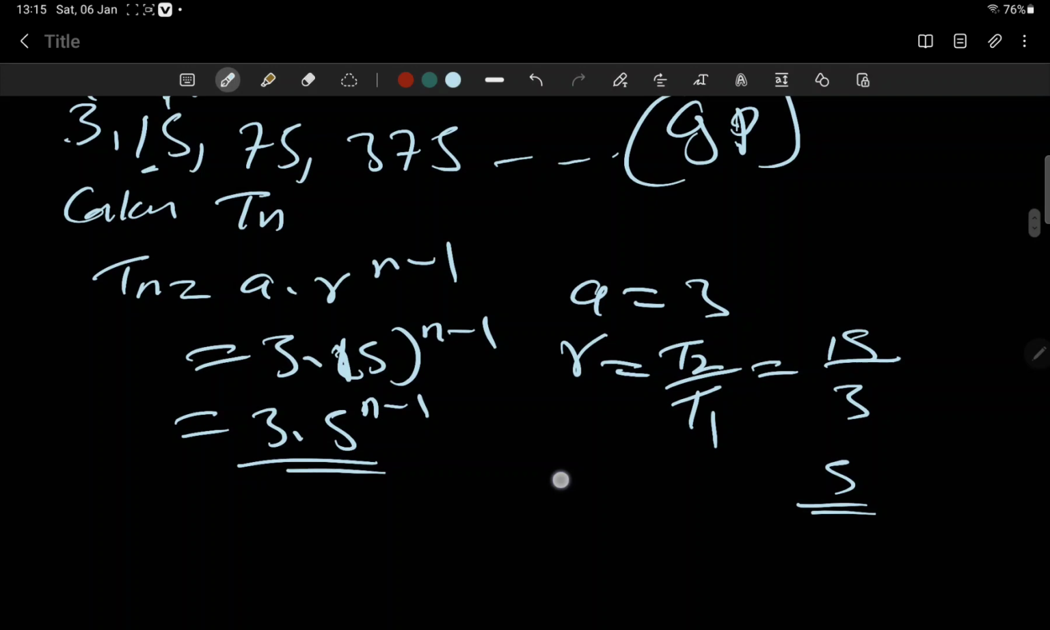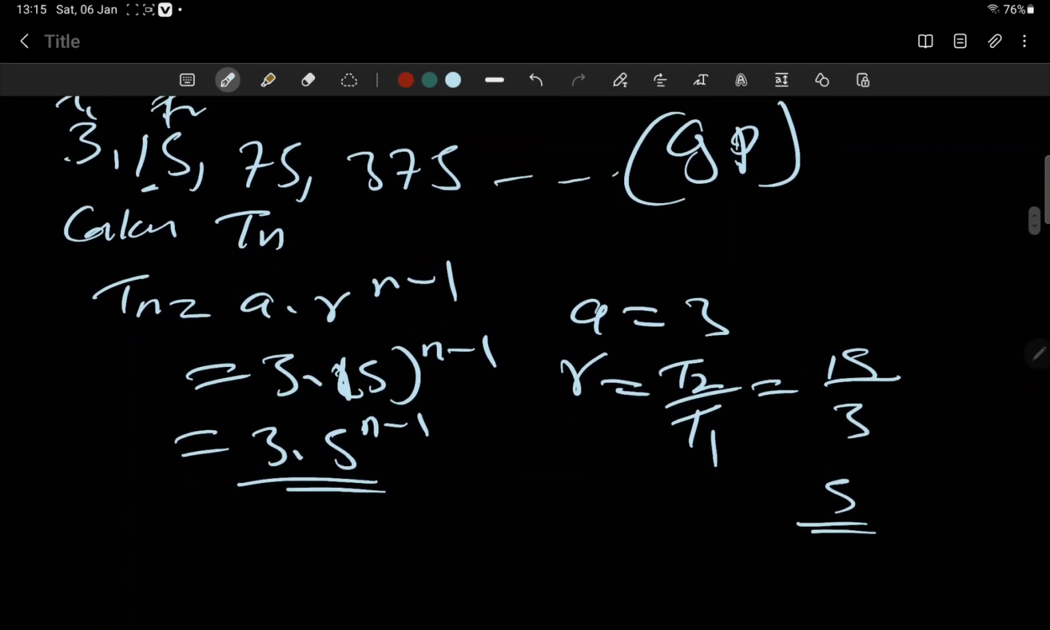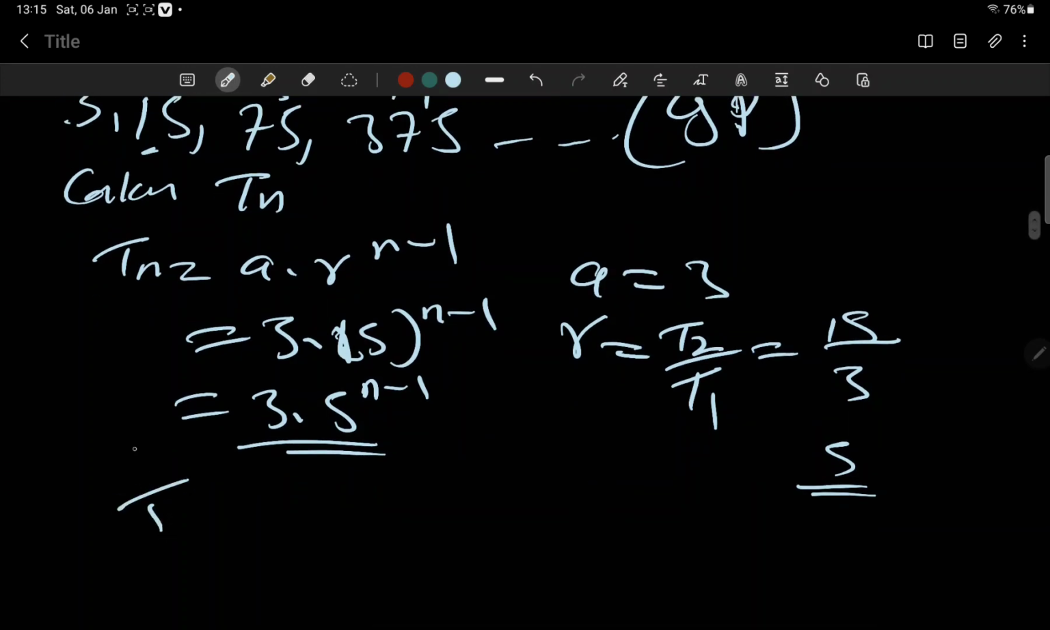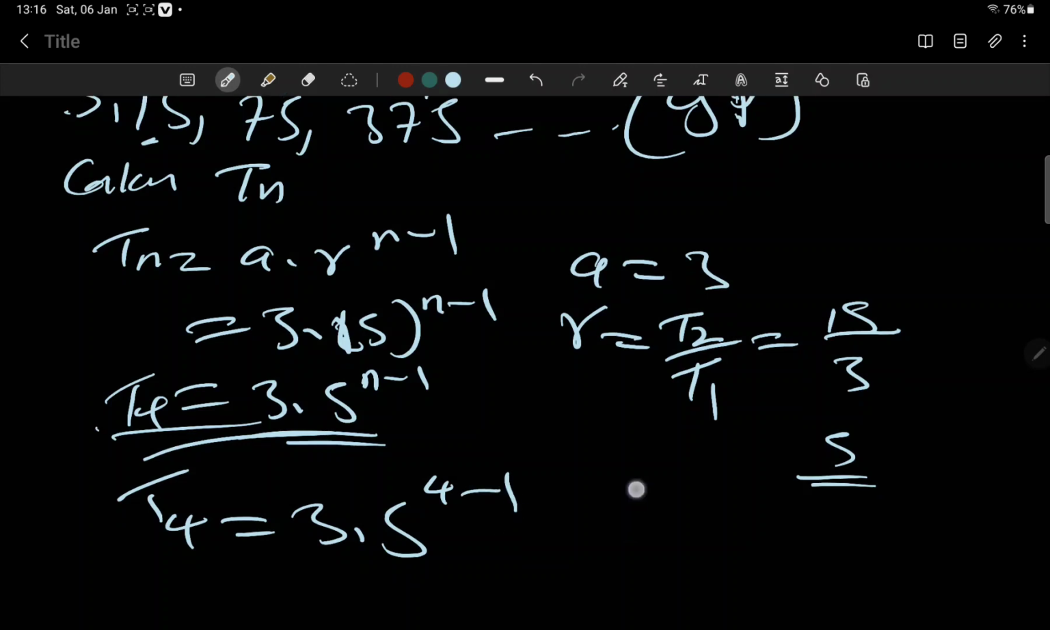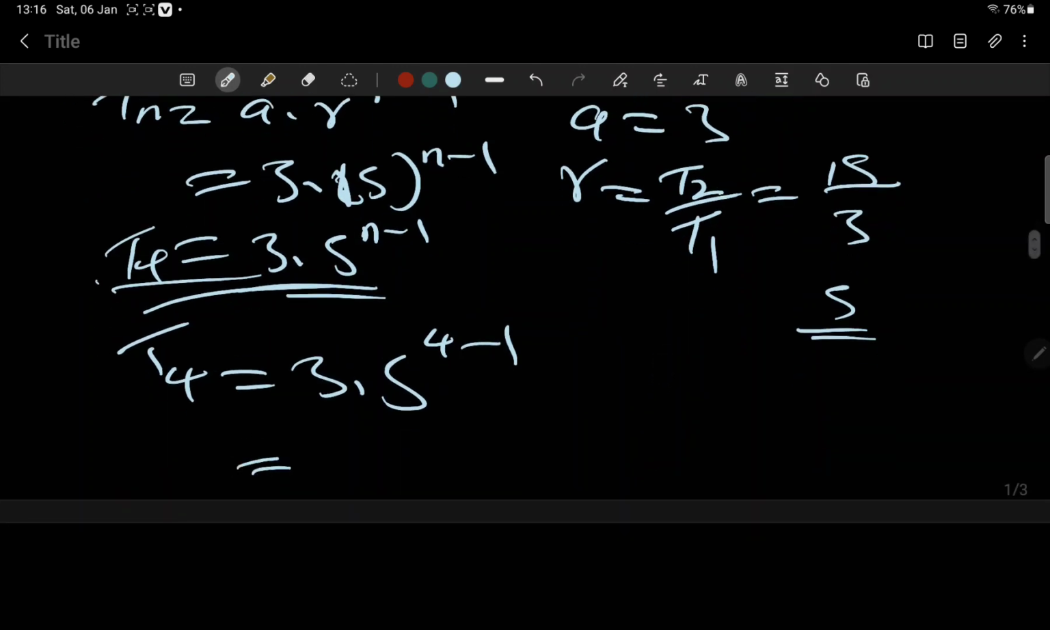Then I will prove it. I usually like proving with a number which is on the last, T3 or T4. Let's just see with T4. This is the general term, remember. T4 equals 3 times 5 to the 4 minus 1, where we substitute n by 4 because we're looking for T4. On the calculator, 3 times 5 to the 4 minus 1 gives 375. That's indeed 375. So we got it right.